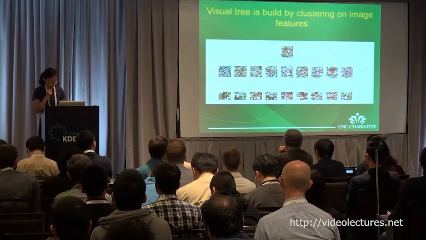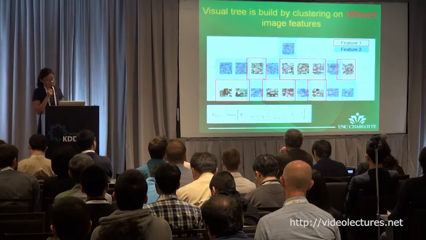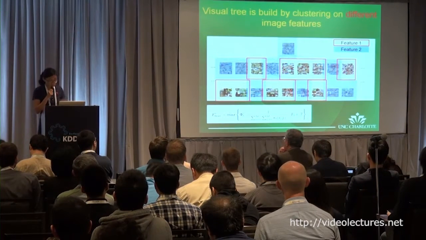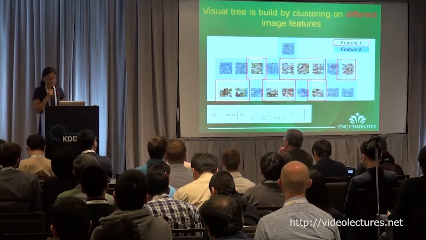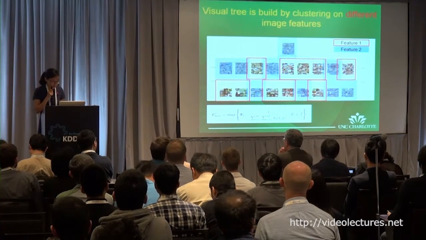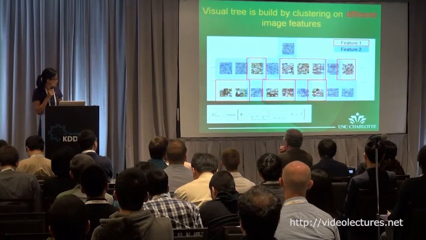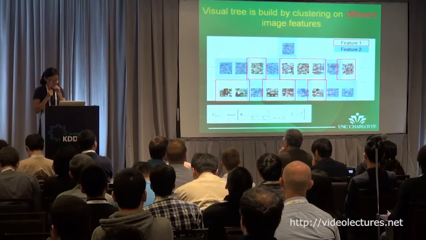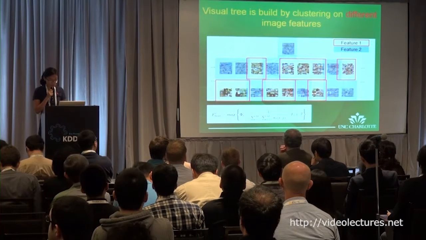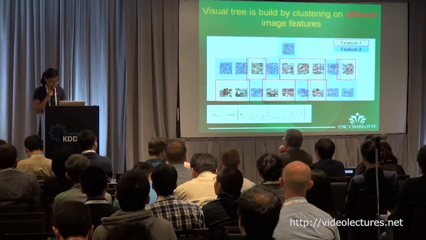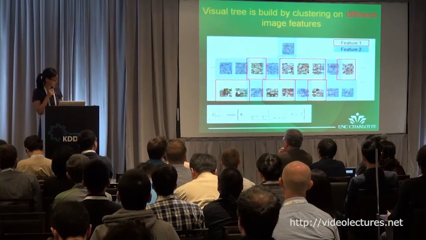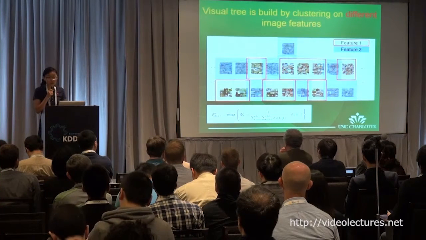This is a traditional visual tree, and our visual tree is a little bit different. We use different image features to build this tree, and you can see from this figure, the node in the blue box uses feature set 2, and the node in the red box uses feature set 1. All the features come from different layers in the deep network.